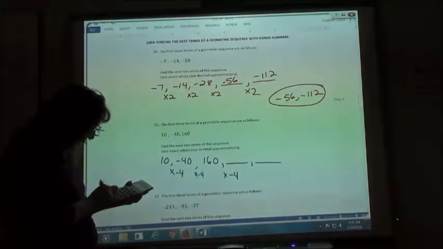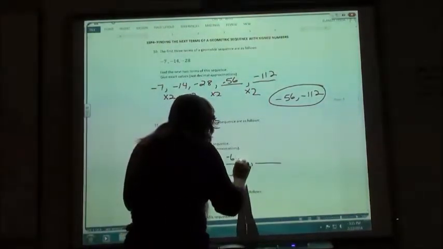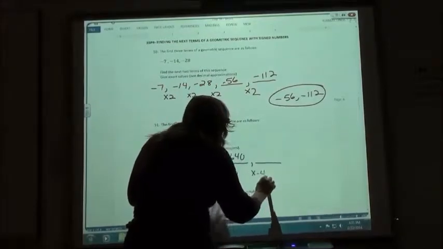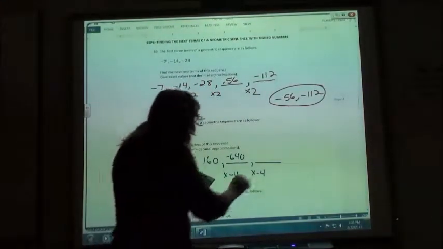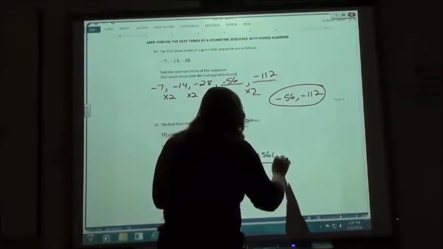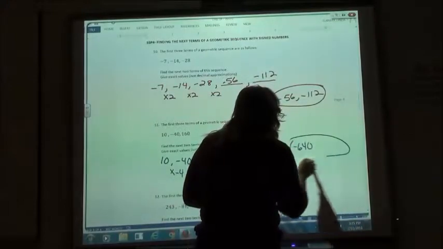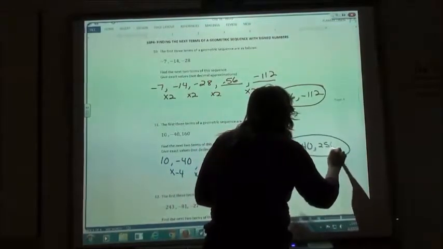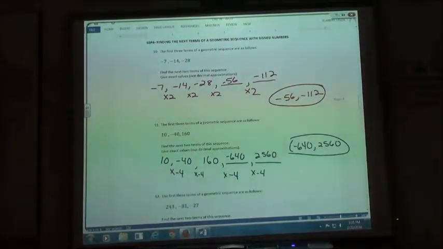So 160 times negative 4 would give me negative 640. If I times by negative 4 again, I get a positive 2,560. So negative 640 and positive 2,560 would be the next two terms in my geometric sequence.